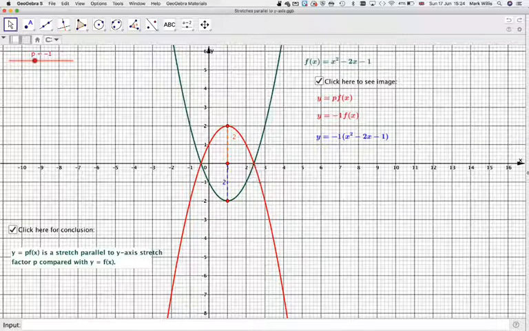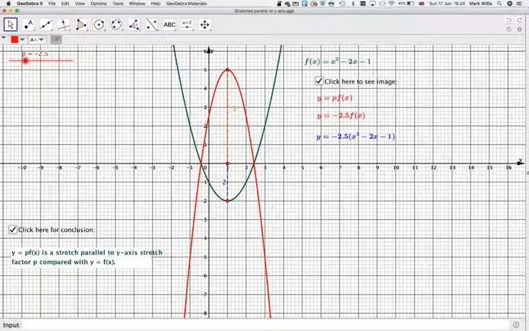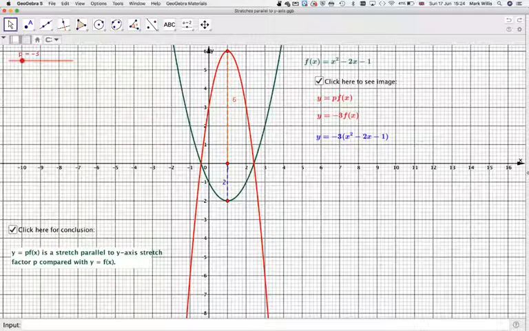If we make p like minus 2, because this distance here is 2, then this distance will be 4, but in the opposite direction. Okay, this distance here to here is 1, and therefore in the opposite direction it will go 2. And we could look at minus 3 as well, probably. There's minus 3. Okay, so this distance here is 2, and then we go in the opposite direction 6. Okay, so this is called a stretch parallel to the y-axis.